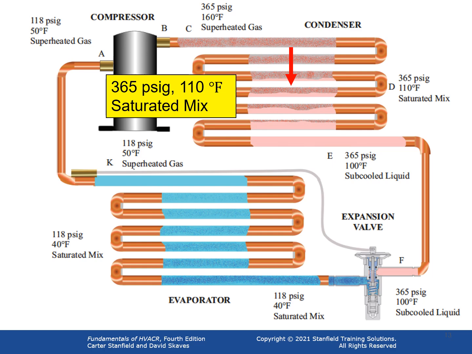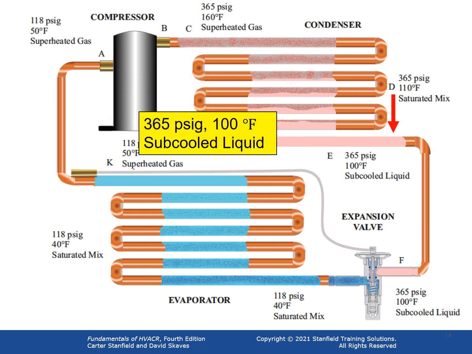Once the refrigerant temperature is reduced to 110, any additional heat removed will cause condensation. This is latent heat. During this time, the refrigerant temperature remains stable. The saturated refrigerant mix has a pressure of 365 and its temperature is 110. The refrigerant is all liquid in the lower portion of the condenser.